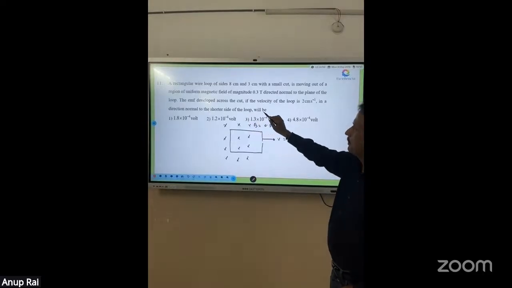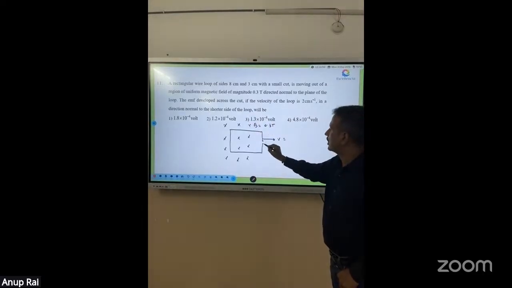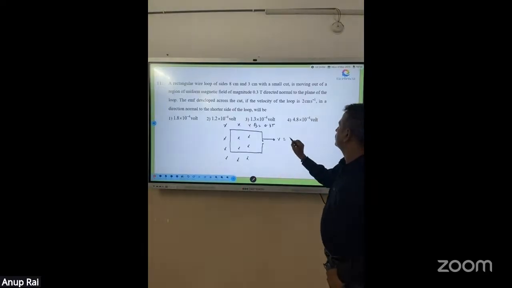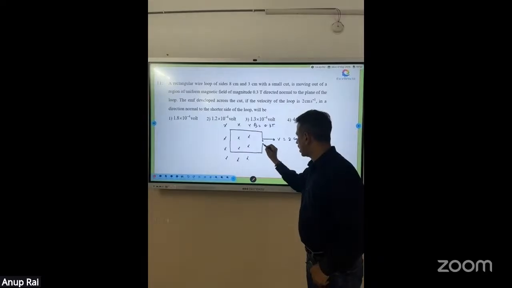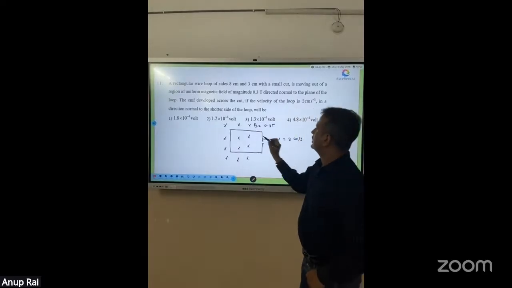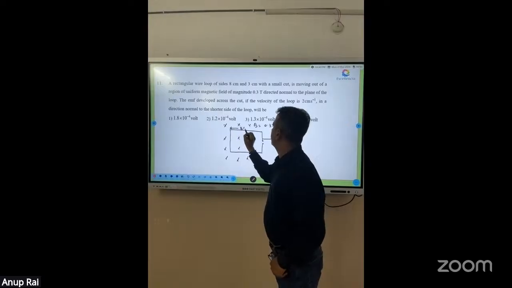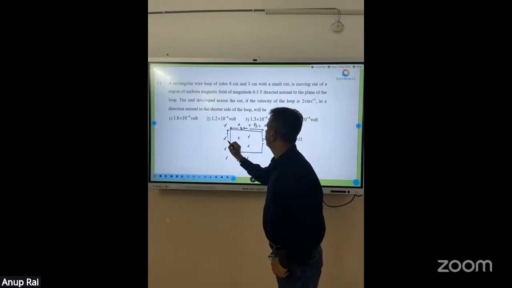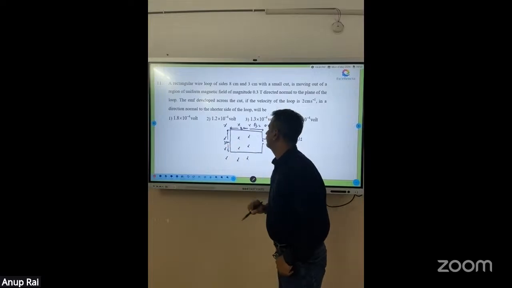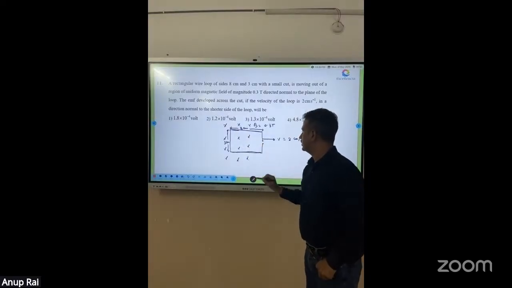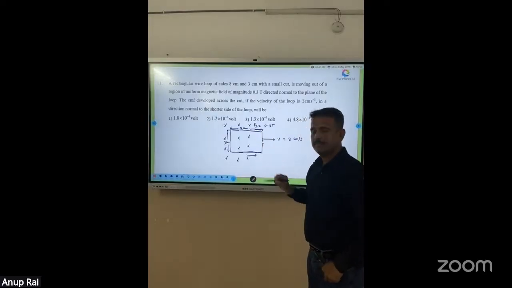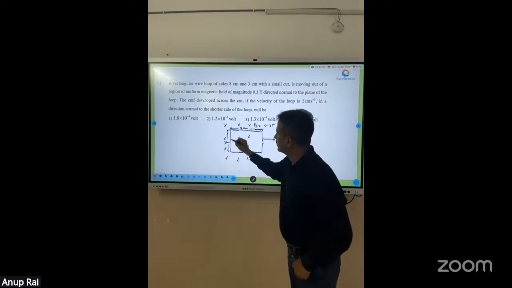We need to calculate the EMF developed across this cut, if the velocity is 2 centimeter per second, moving perpendicular to the shorter side. These sides are 8 centimeter and 3 centimeter. Now these two longer sides have length vectors parallel to the velocity, so they are not going to induce any EMF. Only the remaining side matters.